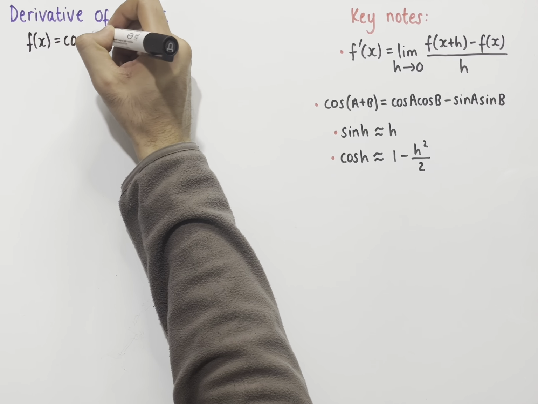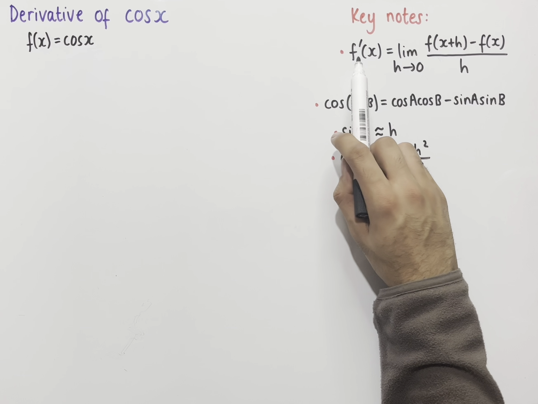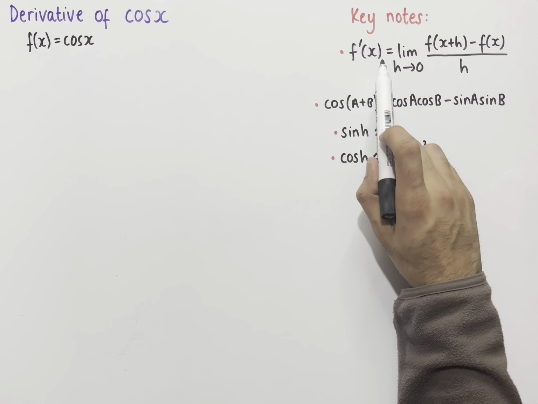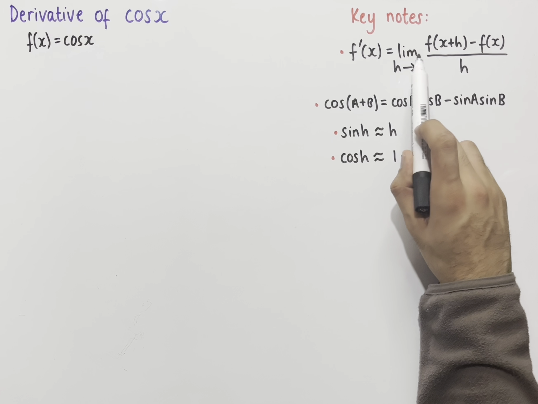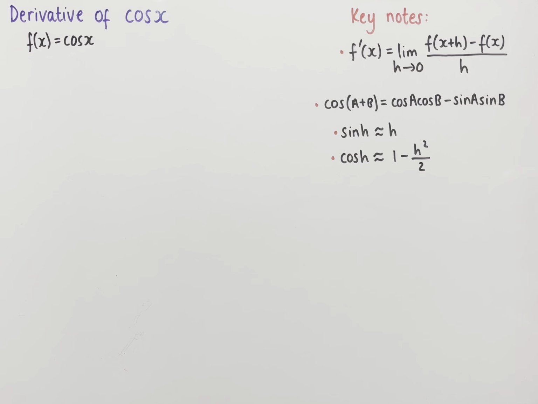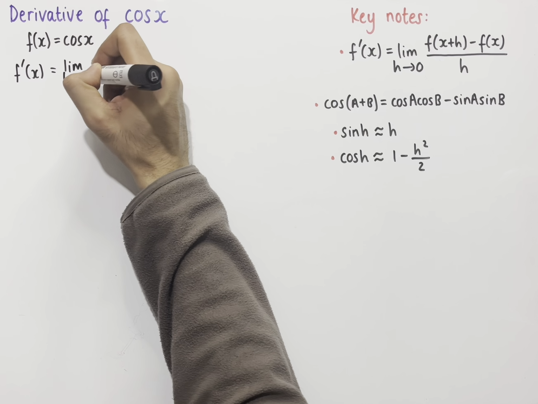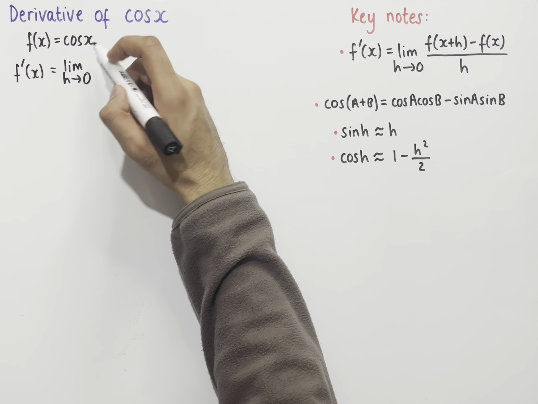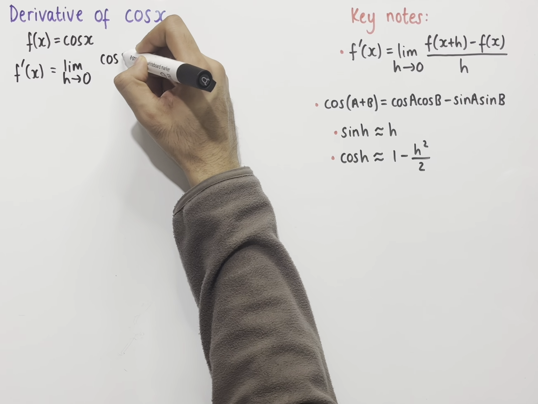And the formula that we're going to use for that is here, which says that f dash of x, which is the derivative, equals the limit as h tends to 0 of f of x plus h minus f of x all over h. And so using this formula, we now end up with the following. So f dash of x equals the limit as h tends to 0 of f of x plus h. So in this case, that's going to be cos of x plus h. And then we have minus f of x. So in this case, that's going to be minus cos x all over h.